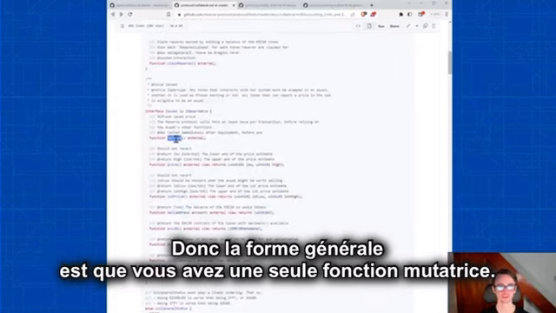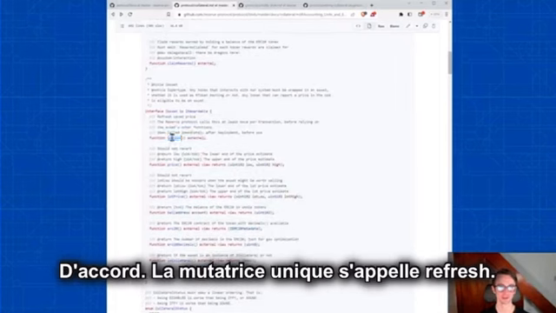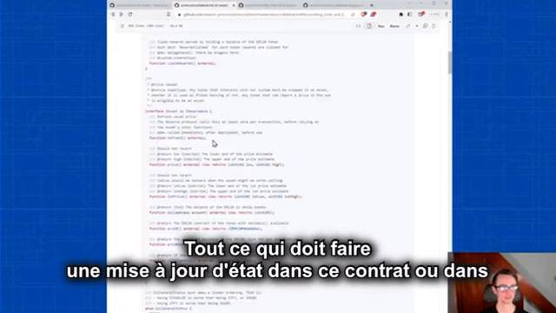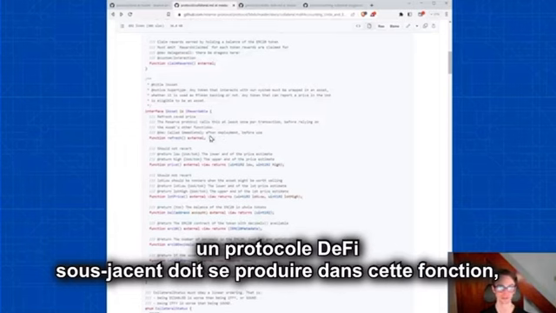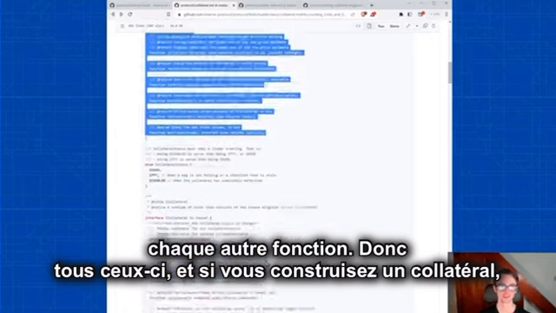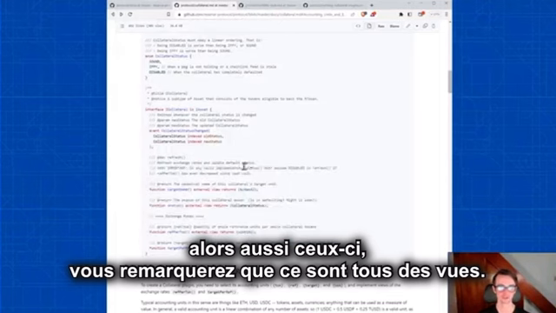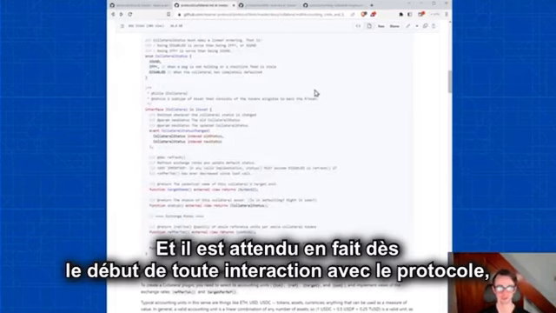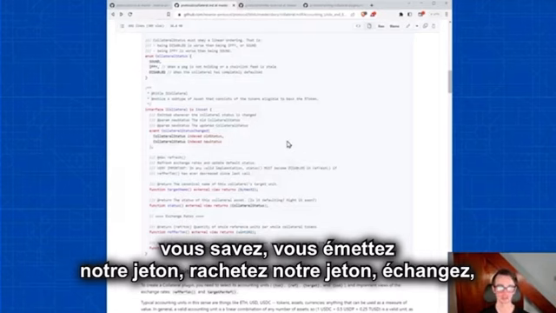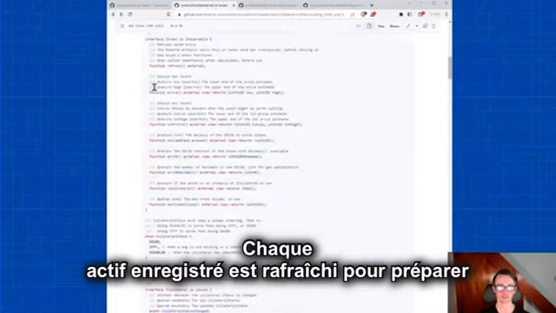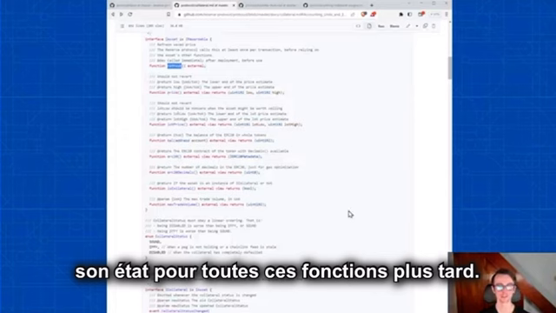So the rough form is you have a single mutator function, okay? Single mutator is called refresh. Everything that needs to go do some state update in either this contract or some underlying DeFi protocol has to happen in this function. Every other function, so all of these, and if you're building a collateral, then also these, you'll notice these are all views, okay? And it's expected, actually, just straight up at the beginning of any protocol interaction, you're issuing RToken, redeeming RToken, trading, whatever, every single registered asset is refreshed in order to prepare its state for all these functions later on.